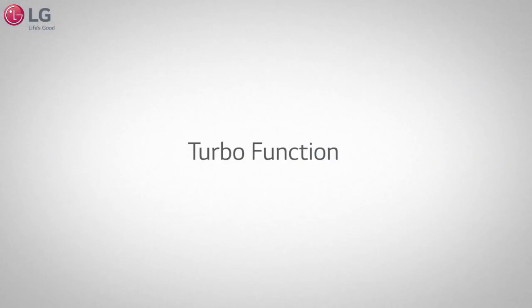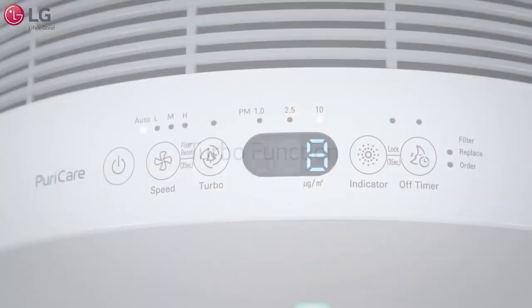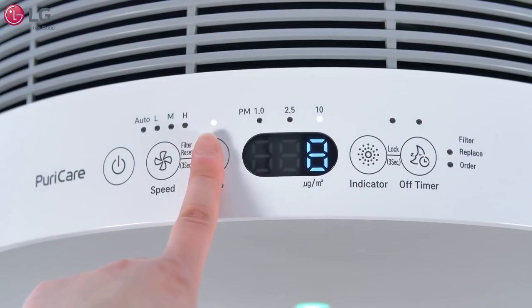If you want a quick and powerful way to clean your air, use the turbo function. Press the turbo button to let the air purifier operate at its highest setting for 30 minutes.